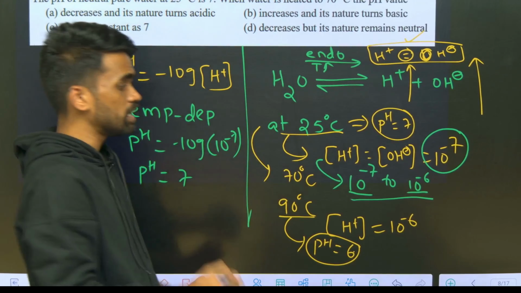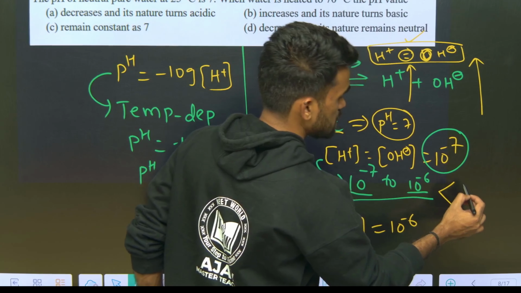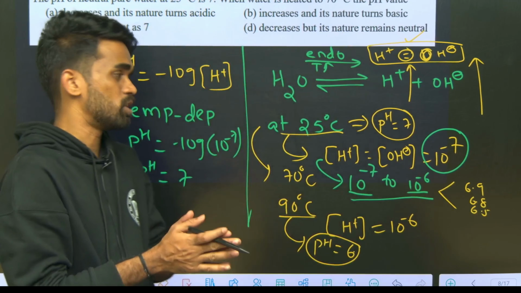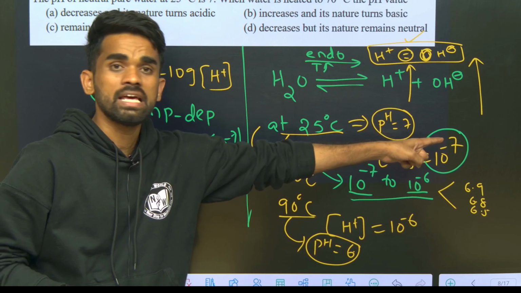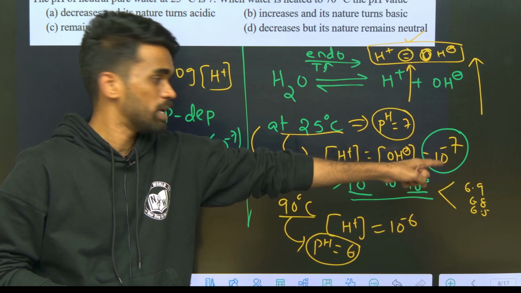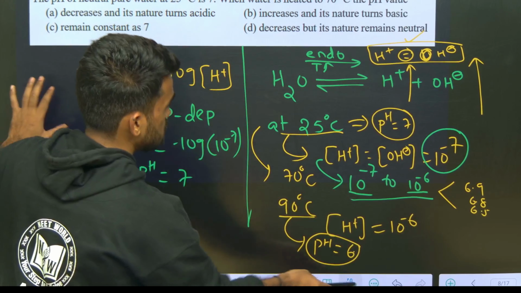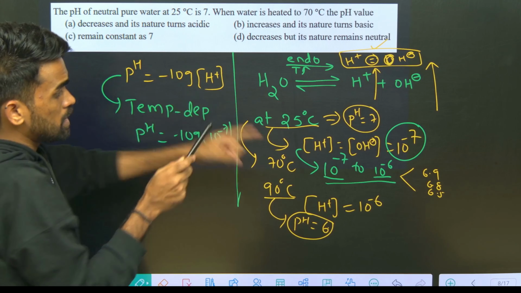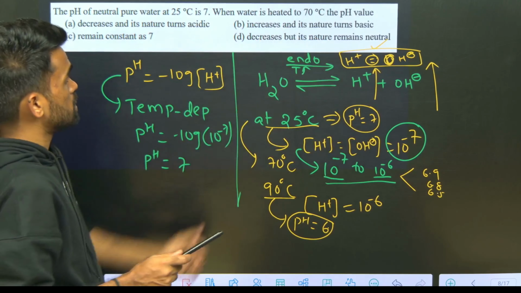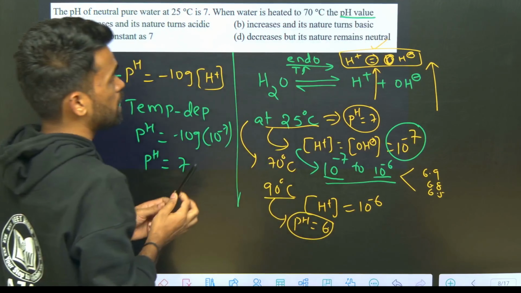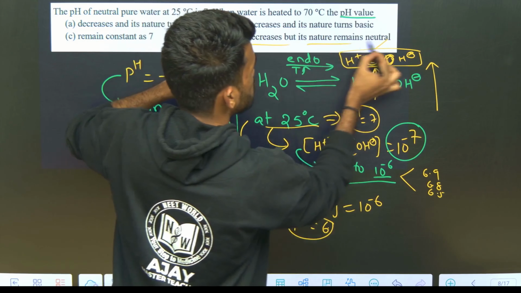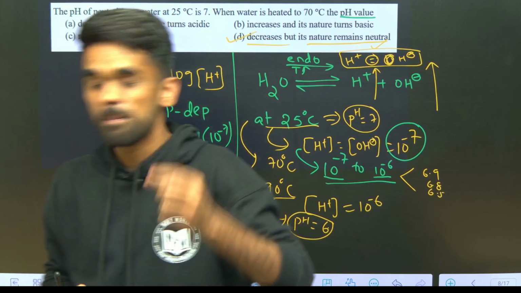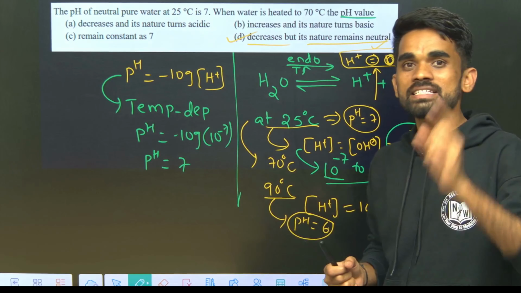So at 70 degrees, it will be lesser than 7, something like 6.9 or 6.8 or 6.5, based on the observation. But definitely the neutral point will be less than 7 on the pH scale. Therefore, the solution remains neutral, but the neutral point decreases. The pH value decreases, but the nature of the solution remains neutral. So option number 4 will be your perfect answer for this question. Hope it is clear. If it is clear, just click on the like button.